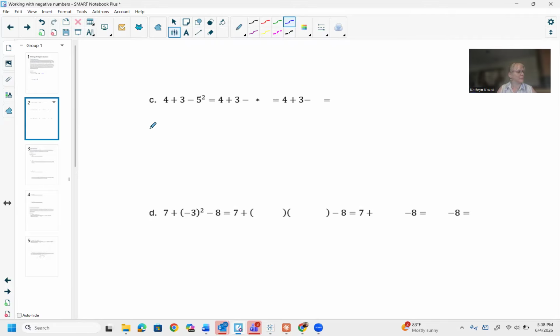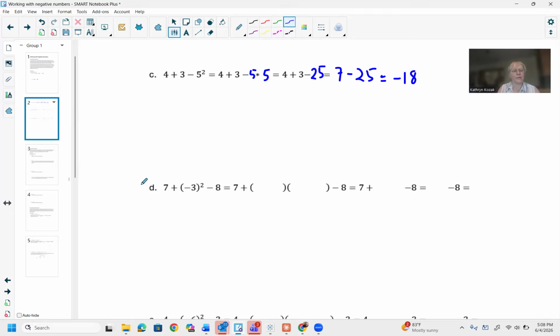The next example says we're going to take 4 plus 3 minus 5 squared. So that's 4 plus 3 minus 5 times 5, because the square is only on the 5, not on the negative sign. So that means we have 4 plus 3 minus 25. And 4 plus 3 is 7. And 7 minus 25 is negative 18.